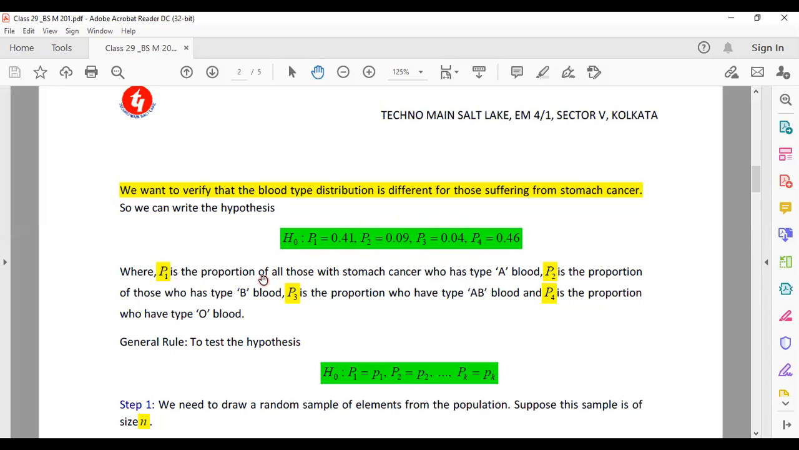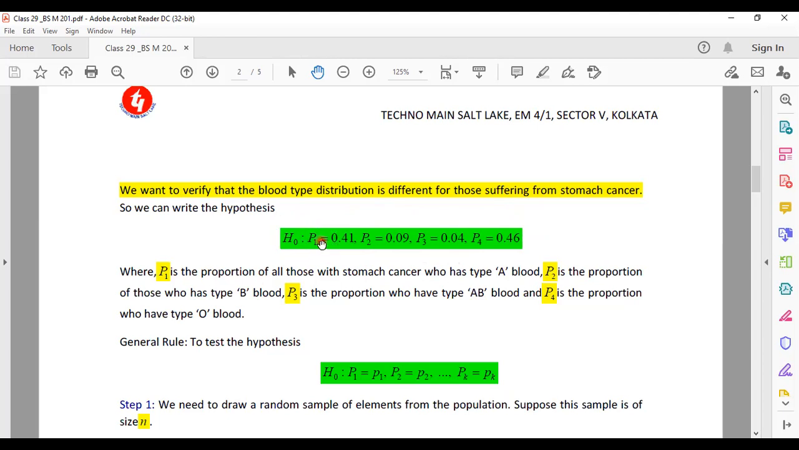Now, if I am going to accept the null hypothesis, I am going to conclude that the patient who is suffering from stomach cancer is one of them. Either he is blood type A, or blood type B, or blood type O, or blood type AB. But if you are going to reject the null hypothesis, what does this mean? This means he is not of any of these above blood types. His blood type is something different. So that's why this null hypothesis will be considered in the following way.